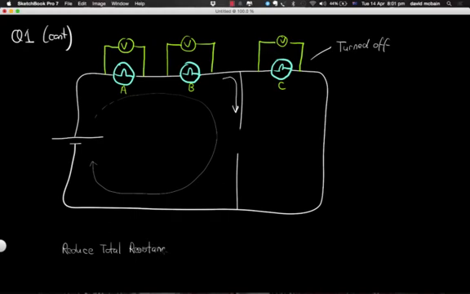And because the total resistance is reduced, using our global version of Ohm's law, V equals IR, that implies that I is equal to V over R. Because the total resistance is reduced, the current will increase. So the current coming out of the battery increases.